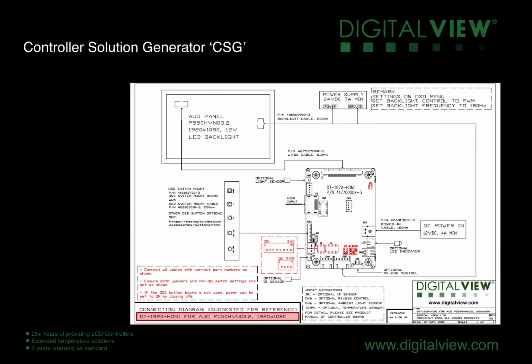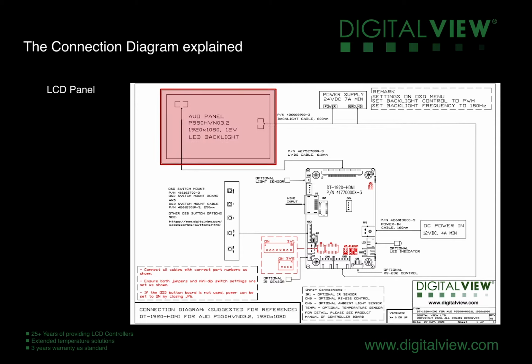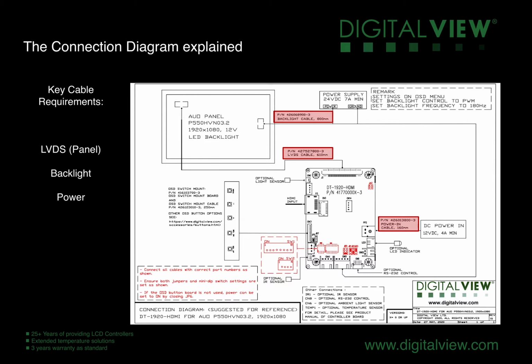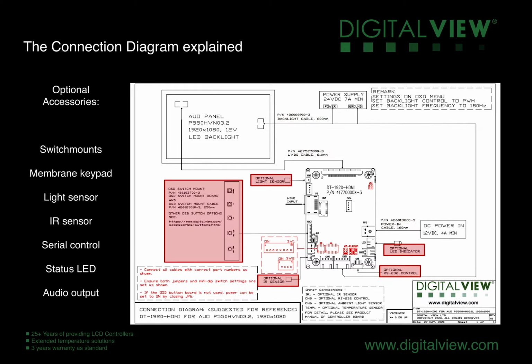The connection diagram will tell you the model name of the controller and also of the panel. It will also tell you the date the diagram was constructed and if there have been any revisions. The key elements of the diagram are the panel, the LCD controller, the power supplies, the main cables, which are LVDS, the backlight and the power cables, and then any optional accessories.